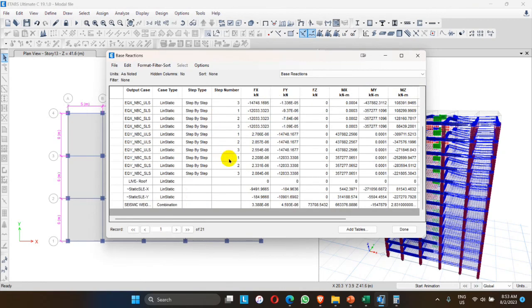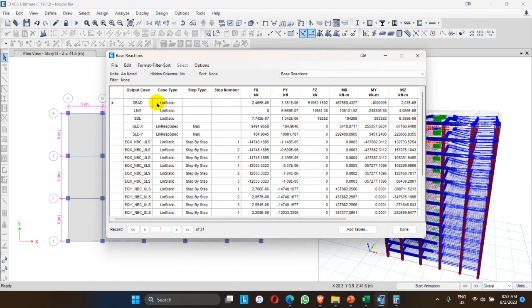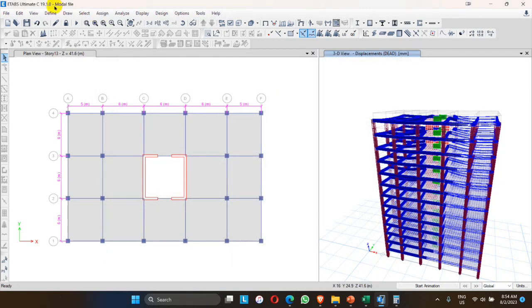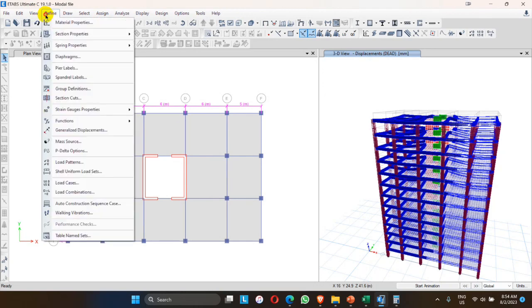Here the dead load of the structure is 51952, live load is 1681, and STL I have applied as one load in terms of area load for simplicity, which is 18252 kilonewton. Here, another combination I have made in load combination, the seismic weight of the structure is 73708, which is same as dead load plus 0.3 live load.